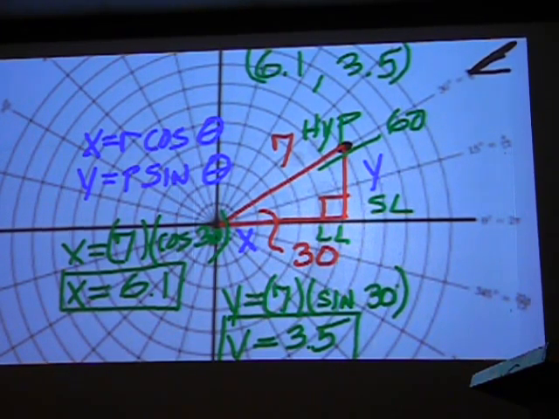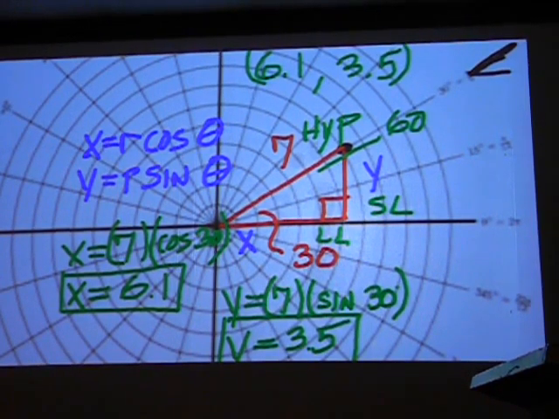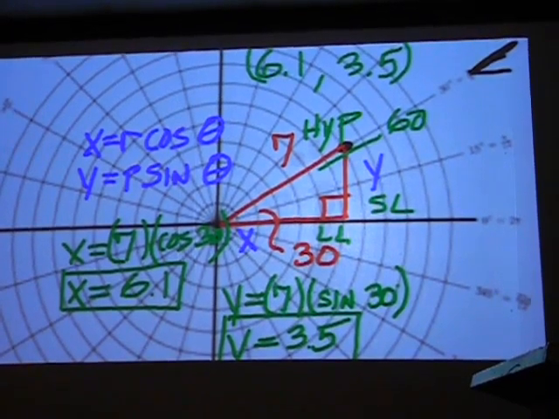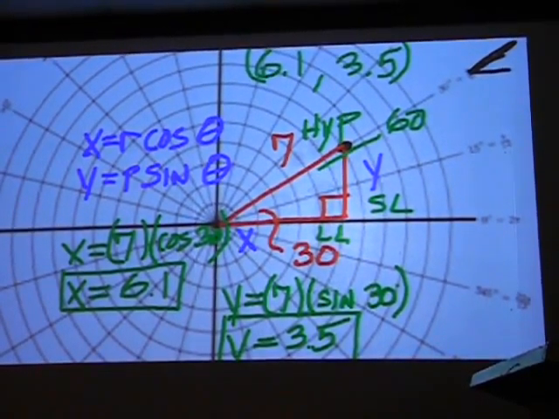Alright, so the short leg is half the hypotenuse. Did our answer come out to be half of the hypotenuse for y? Yes, it's 3.5. And then to go from the short leg of 3.5 to the long leg, you could multiply 3.5 by the square root of 3, and you would still come out with the same value. But we still have a final answer of 6.1 and 3.5.